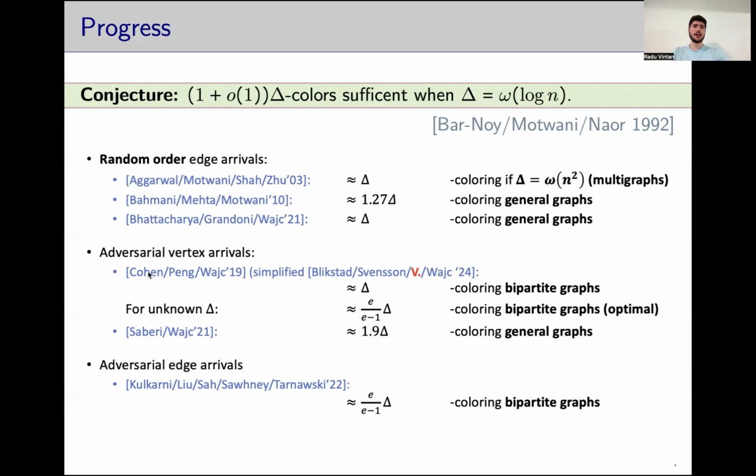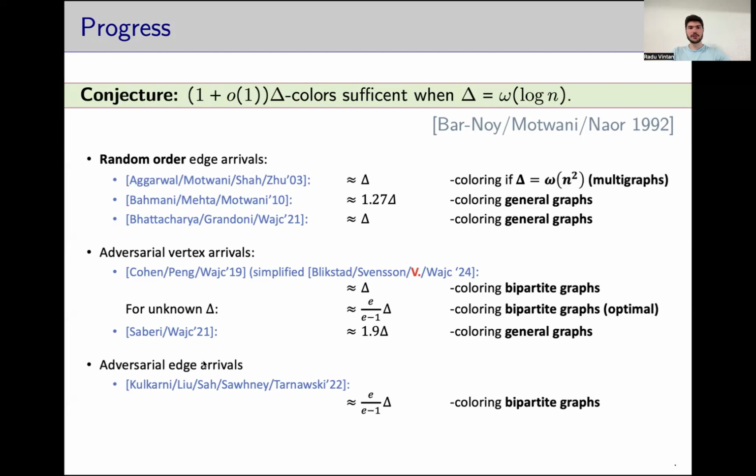Then for one-sided vertex arrivals, so in this model, you get a vertex together with all of its incident edges on one side of a bipartite graph. And here you can also see why I assumed that we know delta beforehand. Because if delta is not known, the problem has also been solved in some sense. Like e over e minus 1 delta colors is optimal. One cannot do better here. So we need the assumption that we know delta to keep the conjecture alive.